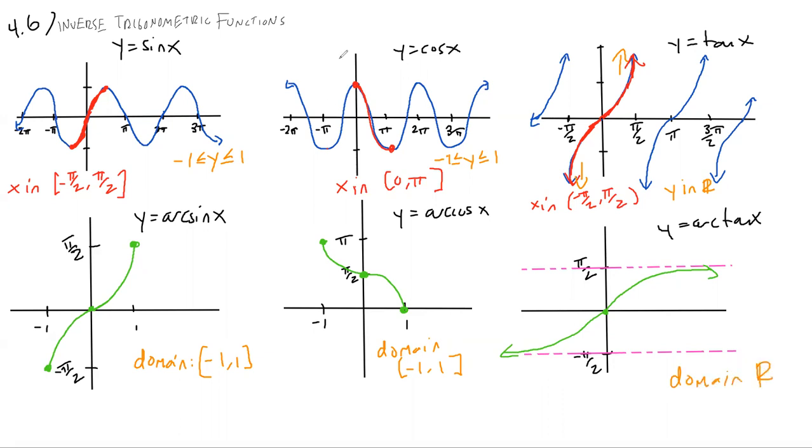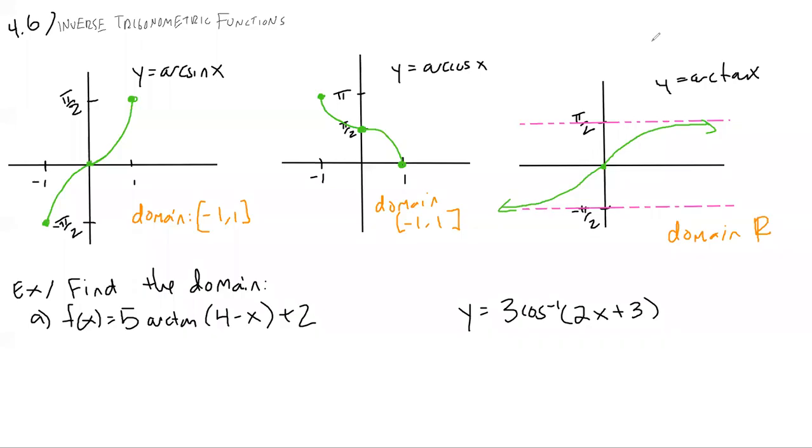And so we should be able to ask just a couple of questions about this. We can ask some questions about the domain of maybe some transformed arc trig functions. So this first one here, I've got 5 arctan of 4 minus x plus 2, and we're talking about the domain. So in general, the domain is going to satisfy that the input is anything in R. And so basically we are now setting 4 minus x equals anything in R.